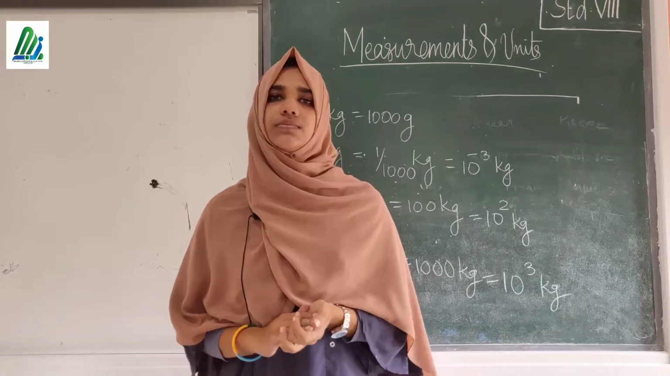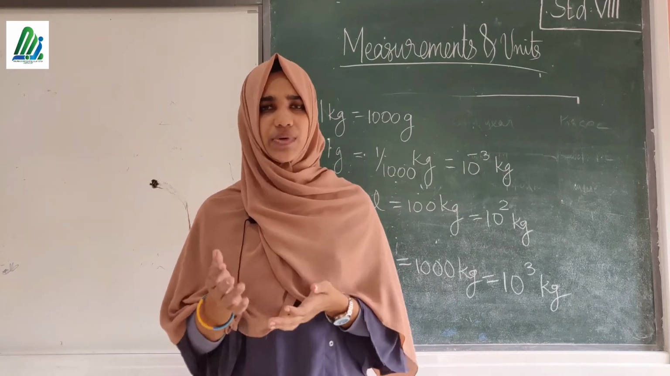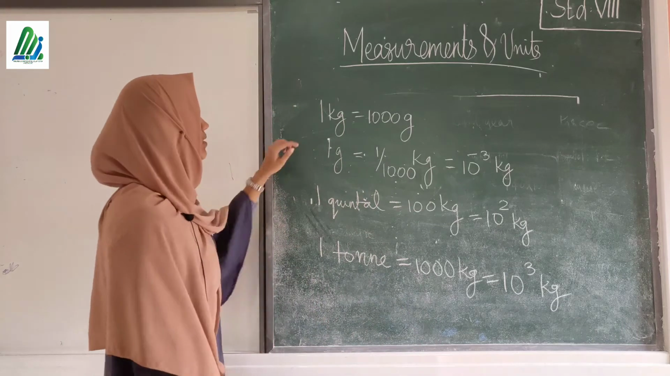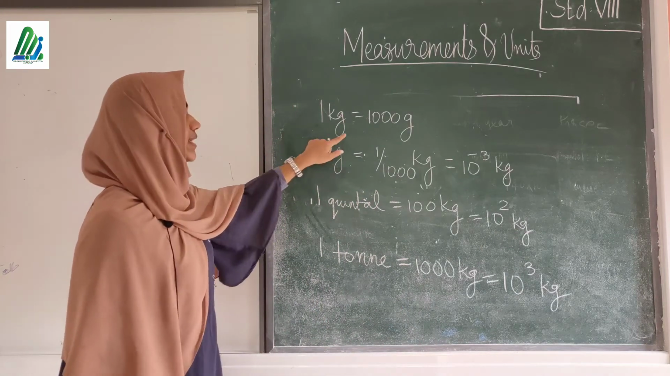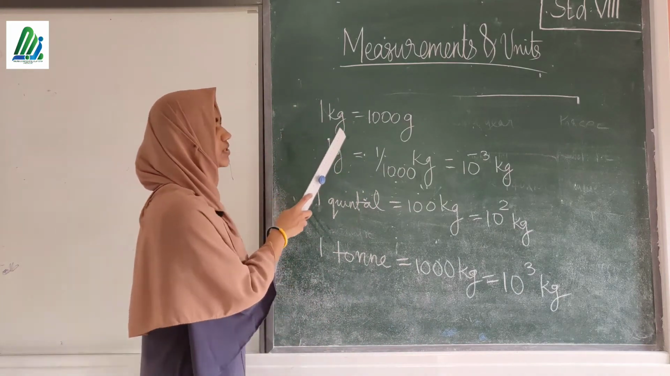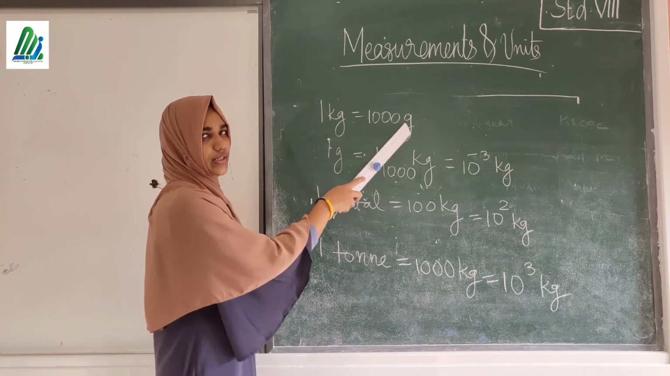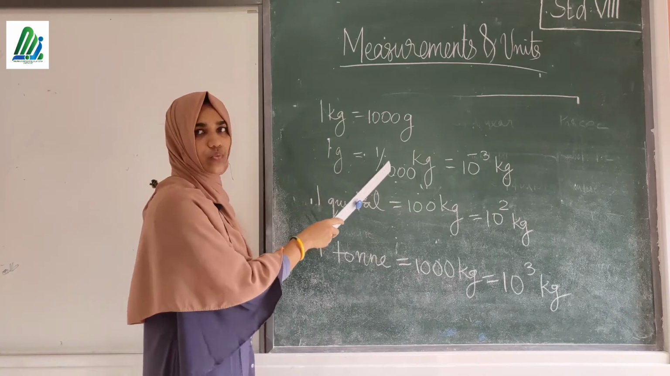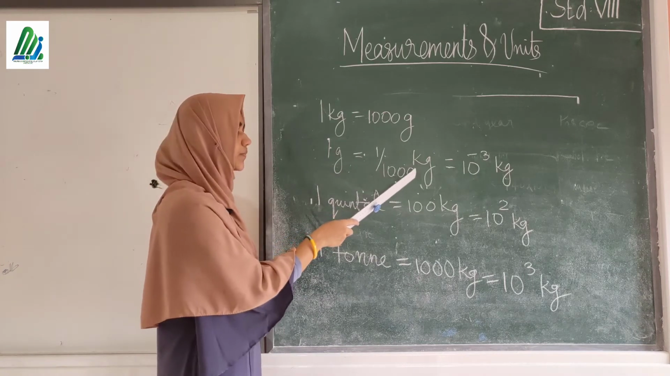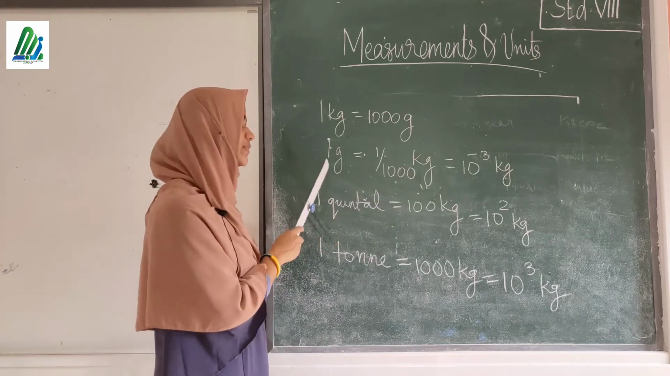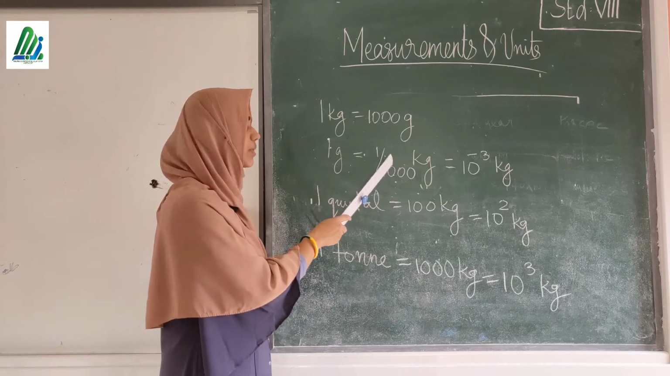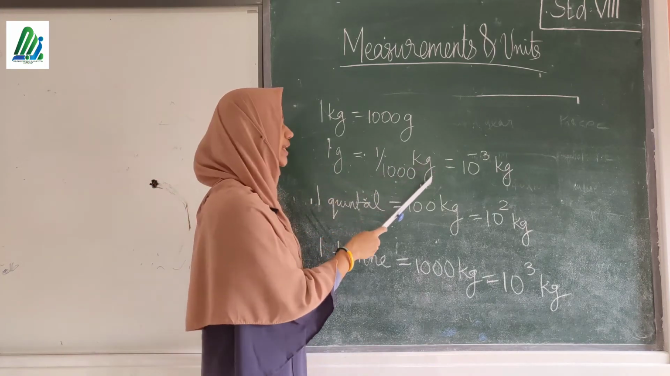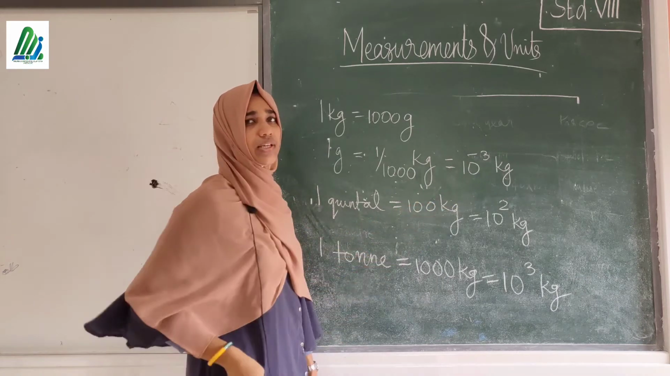Here you can see some measurements and their value in kilogram. The first one is 1 kilogram. 1 kilogram is equal to 1000 gram. So 1 gram is equal to 1 by 1000 kilogram. We want to convert this gram into kilogram. So 1 gram is equal to 1 by 1000 kilogram, that we can write 10 raised to minus 3 kilogram.